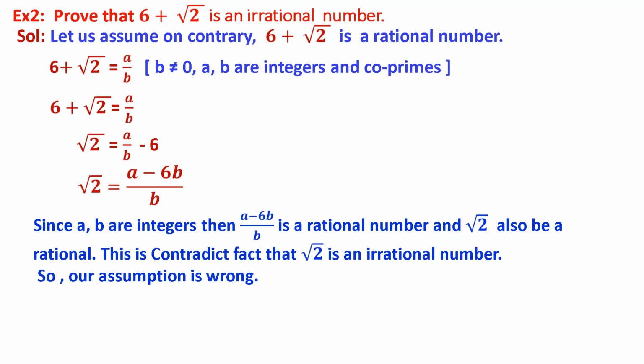But this contradicts the fact that root 2 is an irrational. So our assumption is wrong. Therefore 6 plus root 2 is an irrational. And proved.